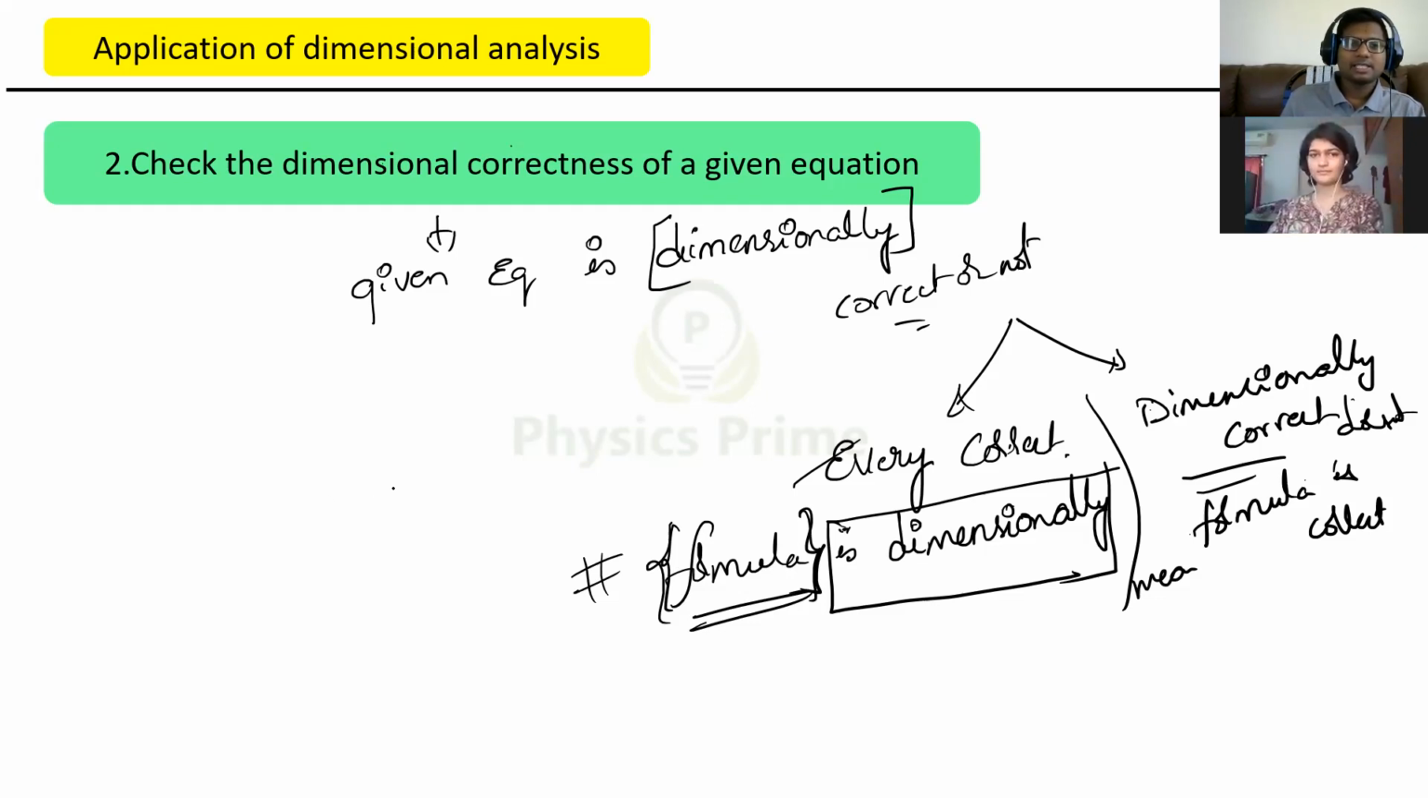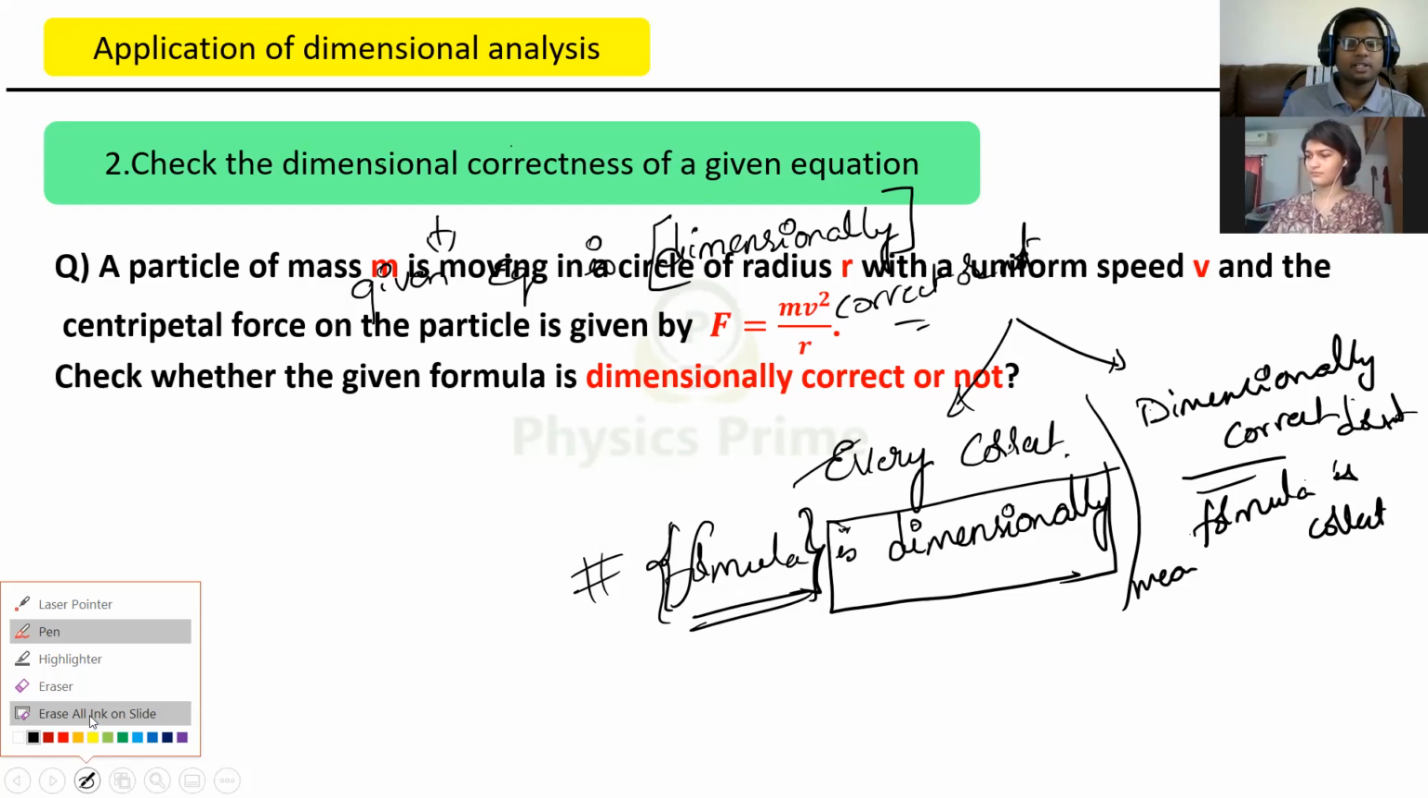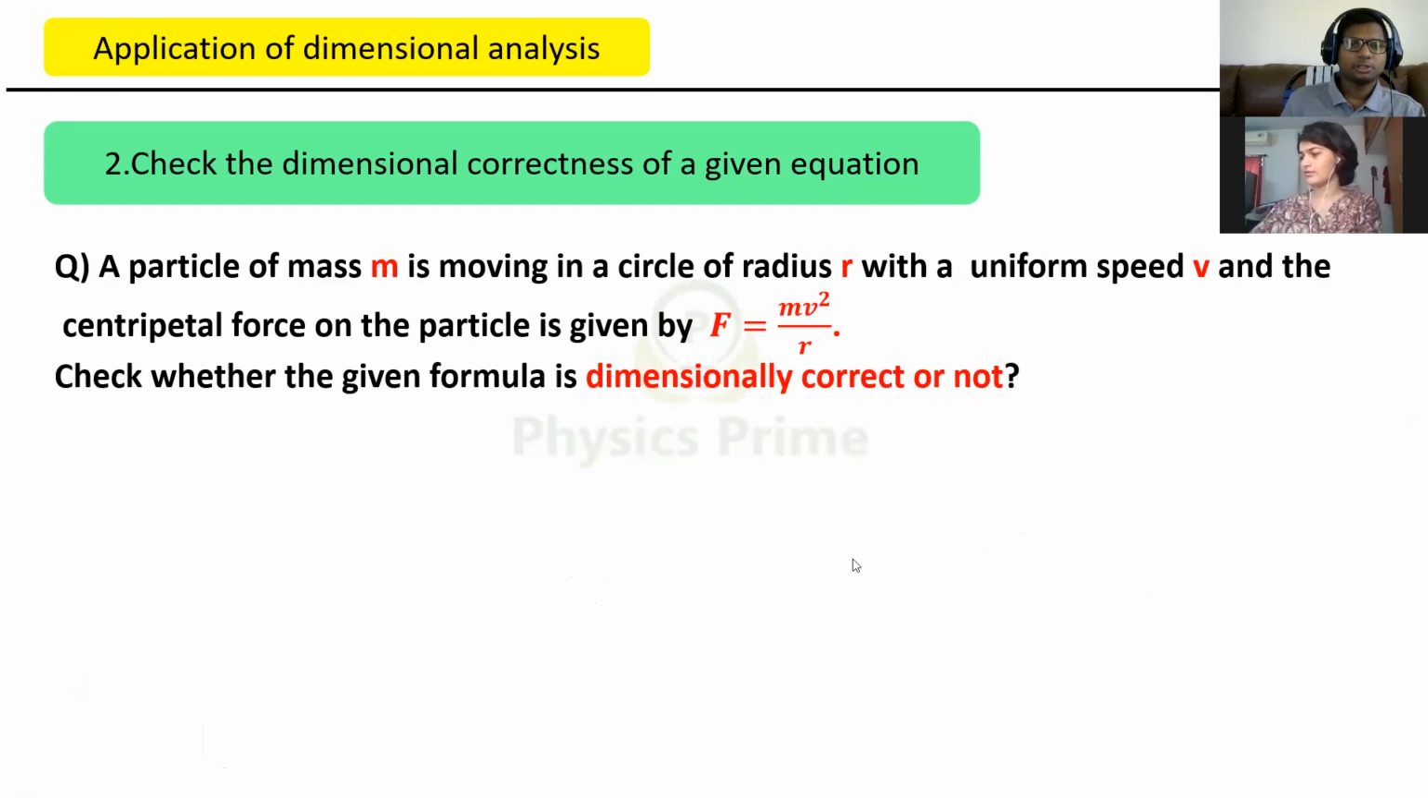Now let us see an example here. Did you see the notes? Did you make the notes? Yes, sir. These points: every correct formula is dimensionally correct; a dimensionally correct formula might or might not be correct, right? Now you see the equation here.